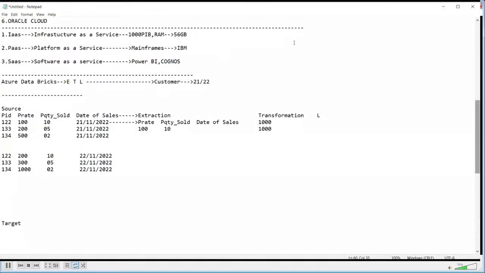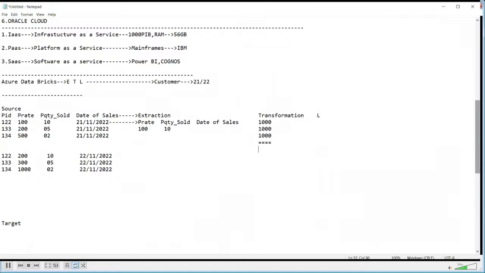Yes. Now, guys, see here. We were discussing the calculations. 100 into 10 is 1,000. 200 into 5 is what? 1,000. 500 into 2 is what? 1,000. Now tell me, guys, calculate the sum here. What is the sum of these three? It is 3,000.